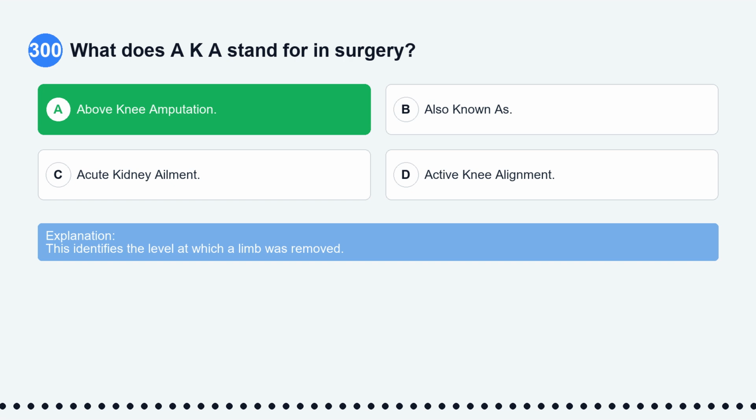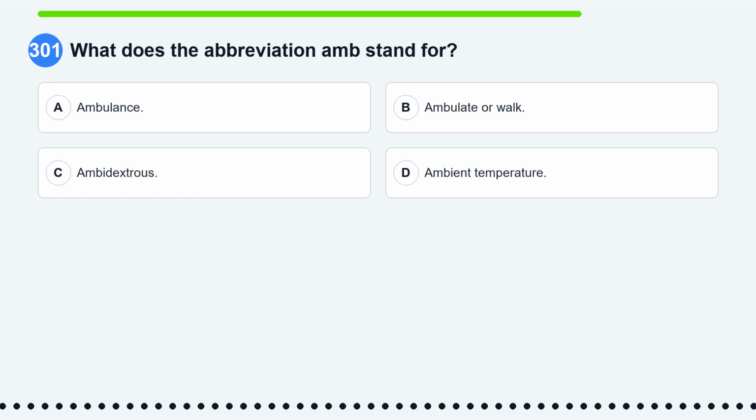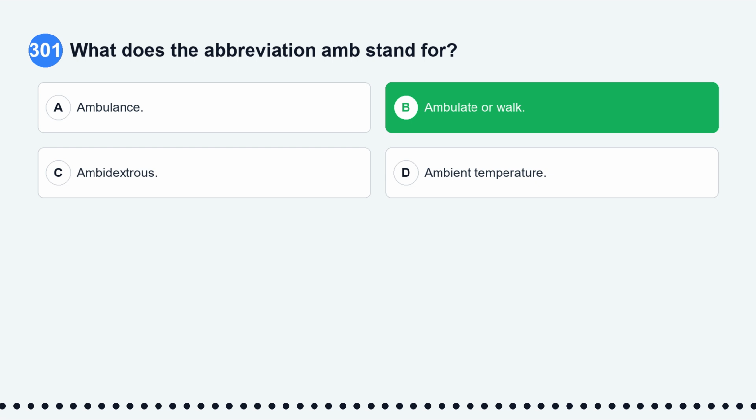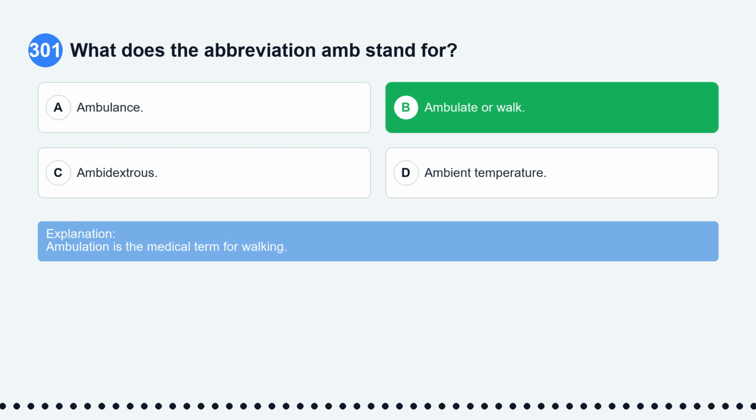Question 301. What does the abbreviation AMB stand for? Option A, ambulance. Option B, ambulate or walk. Option C, ambidextrous. Option D, ambient temperature. The correct answer is option B, ambulate or walk. Ambulation is the medical term for walking.